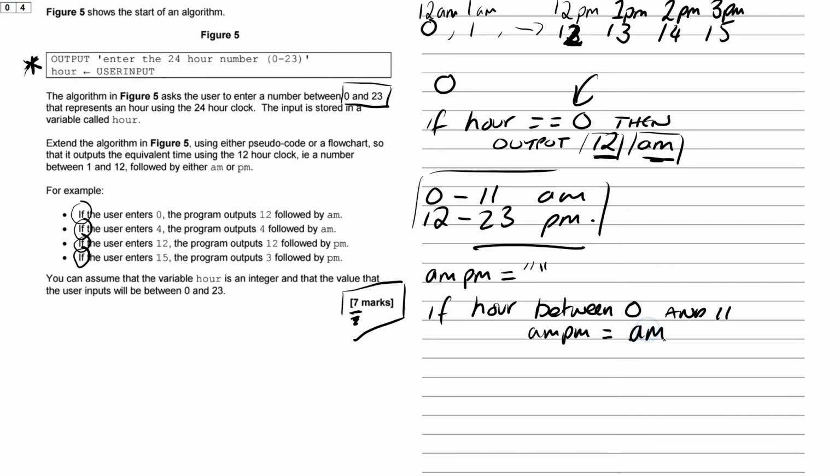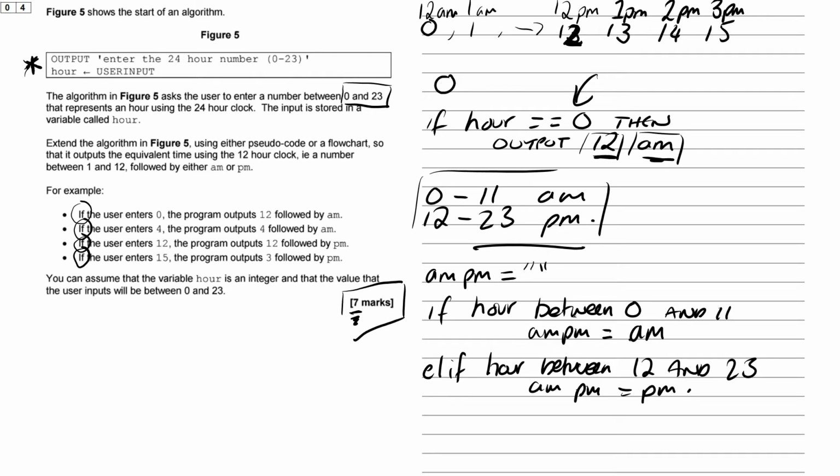AM. Now another option is to use true or false. Is it AM, true or false, and then change between the two. But if this makes more sense to you, then elif hour between 12 and 23, AM PM equals PM. So that's going to give me whether it's AM or PM.